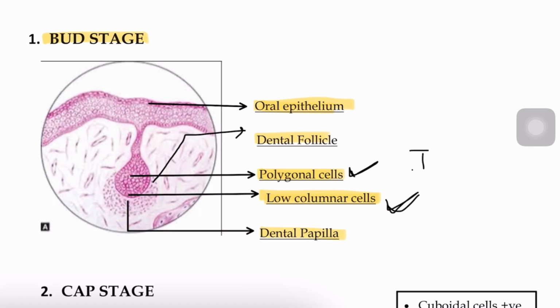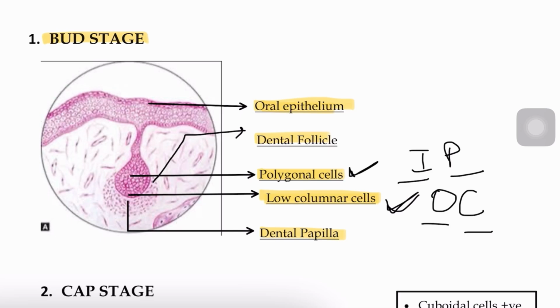So how to remember this? Inner polygonal cells, and outer low columnar cells. You can remember it as IP address type. I know it's a weird way to remember it, but this is how you can do it. So it is inner polygonal cells and, vice versa, outer columnar cells. And remember, they are going to be different names: cuboidal, columnar, or polygonal. These three are the different things that are going to come up.